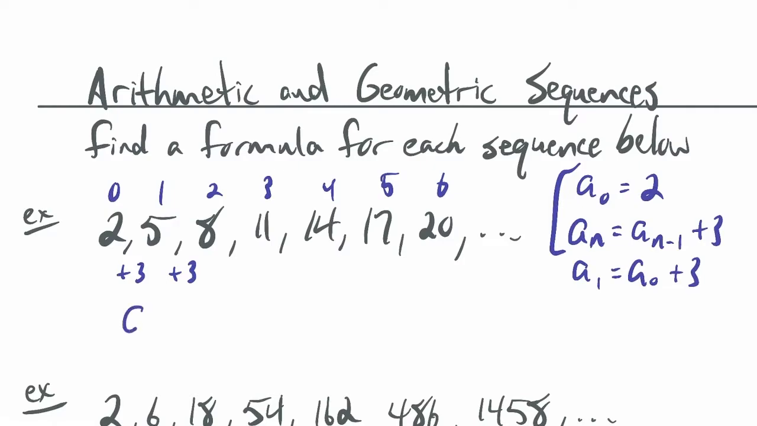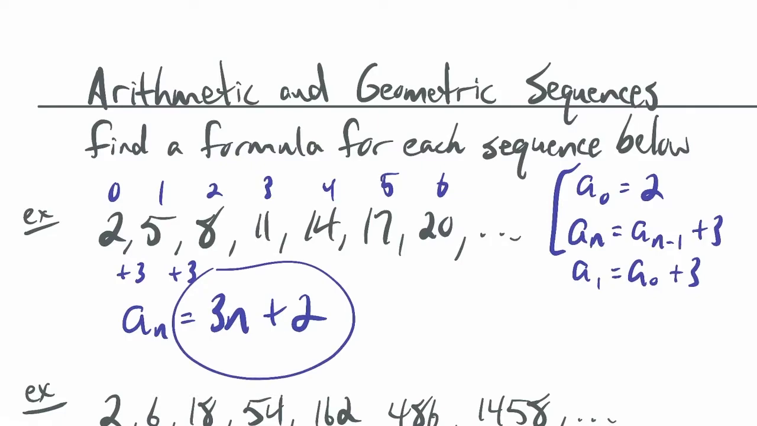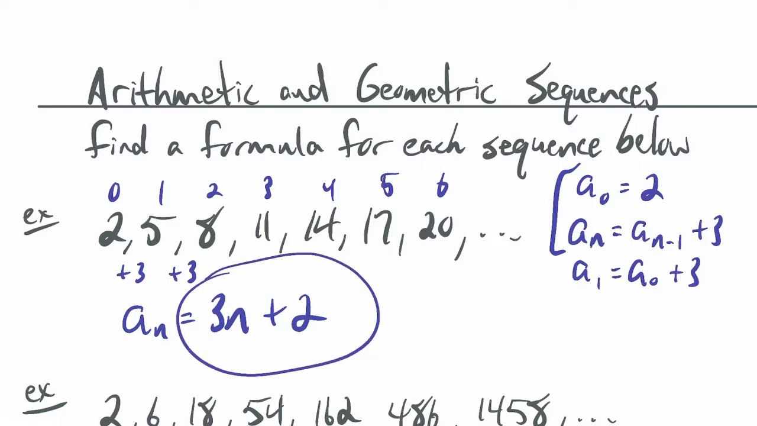So I'm going to say that this is An equals 3n plus, what's the y-intercept? Well, 2 is the initial value. That's like the y-intercept. So an arithmetic sequence is analogous to a linear function because it has this same format. And if we plug 6 in for n, we get 20, right? The sixth position has 20.